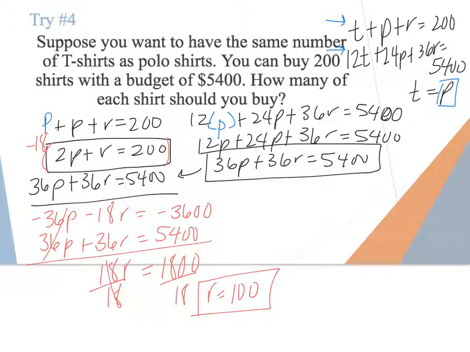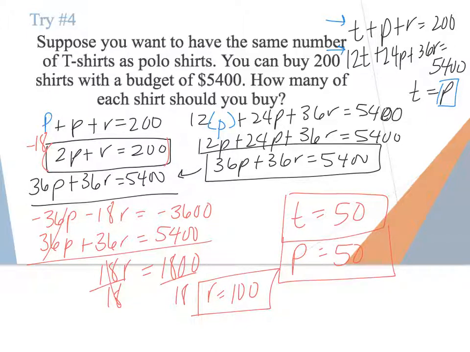Now, at this point I can kind of use common sense. If there are 200 shirts total and the rugby shirts are 100, that means I have 100 shirts left over. And if t-shirts and polo shirts have to be the same, all I need to do is take 100 and divide by 2. So 100 divided by 2 is 50, so that means that there are 50 t-shirts and there are 50 polo shirts. And that's it.